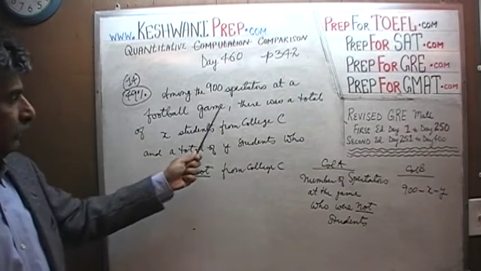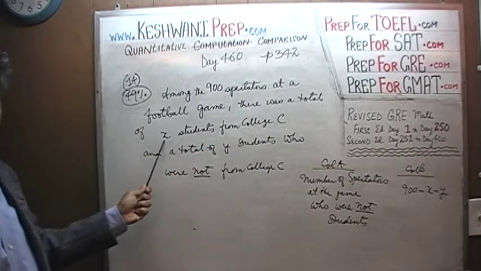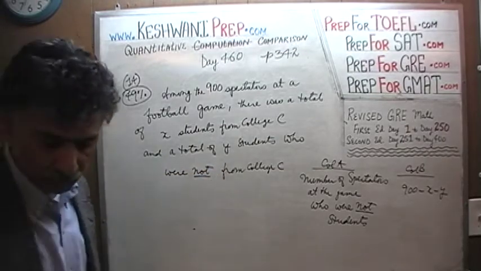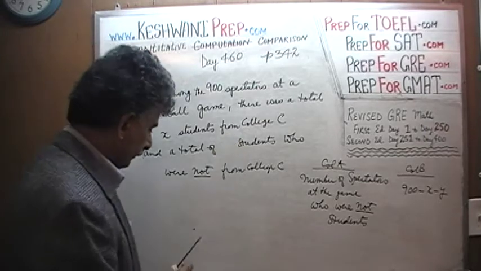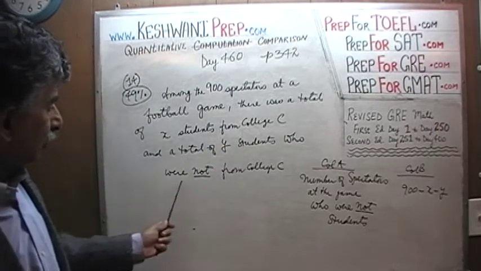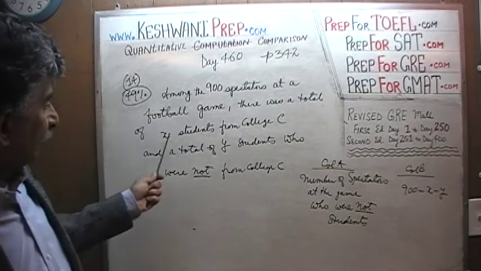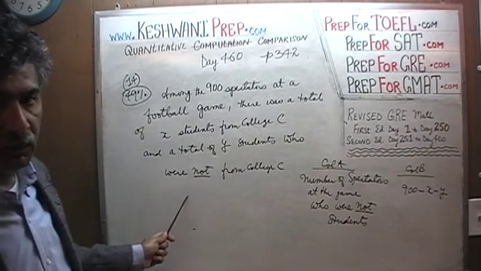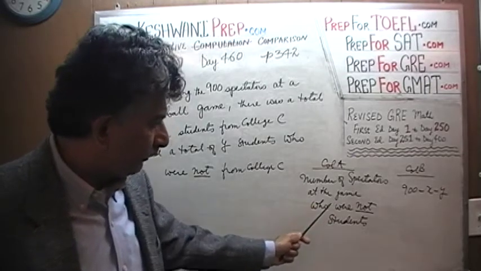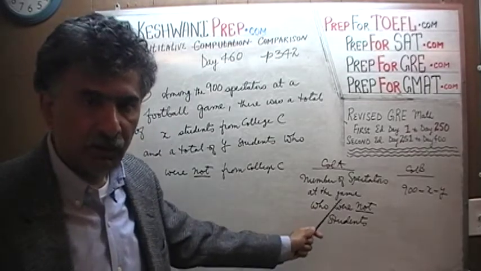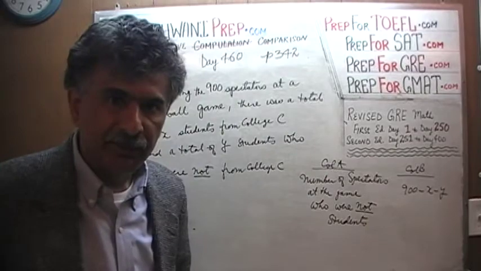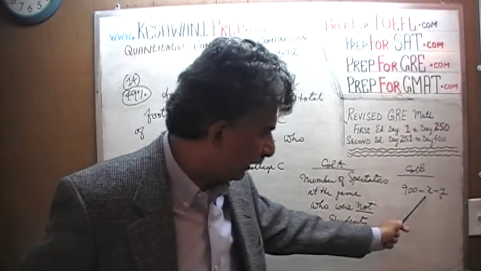among the 900 spectators at a football game, there was a total of X students from College C and a total of Y students, this is Y, who were not from College C. X students were from College C and Y students were not from College C. What we are being asked to compare is the number of spectators at the game who were not students, versus this quantity here, 900 minus X minus Y. 900 minus X minus Y.